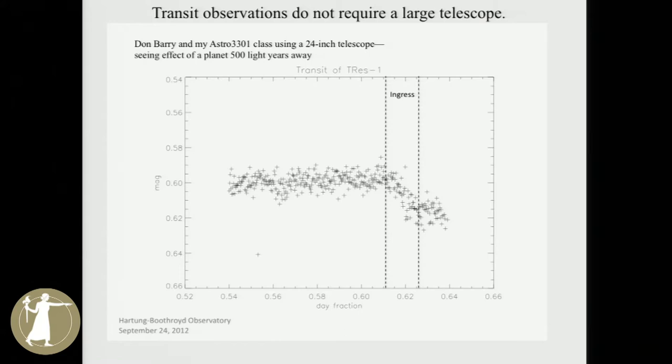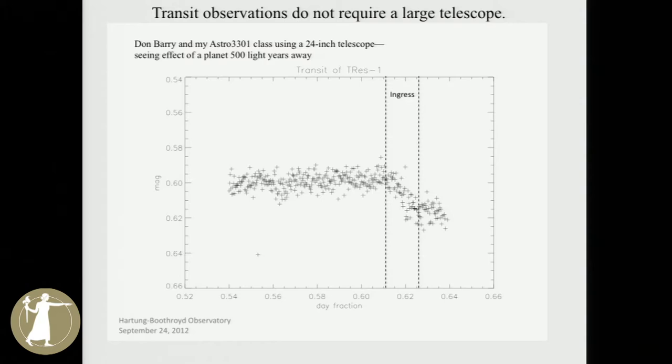The transit technique, Charbonneau and colleagues first really used this on extrasolar planets, but it's something that you can do with a small telescope. And this is an example of a transit that was done by my Astro 3301 class, which is an exoplanets class at Cornell, with the help of Don Barry, who is the observatory manager at a small observatory a few miles from Cornell. And it involves some careful work and then one miracle.